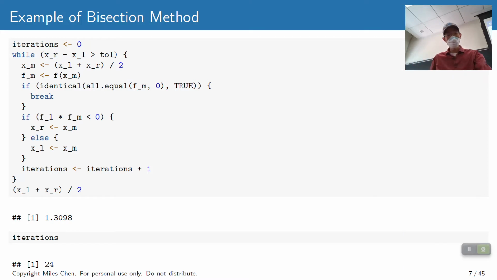I'm just running the code for this. I'm going to specify iterations equals 0 to see how many iterations it took. And we're going to run this as long as x on the right minus x on the left is greater than my tolerance. So as long as that difference is greater than 10 to the negative 8, we're going to keep running. We're going to first calculate our midpoint: x on the left plus x on the right divided by 2. And I'm going to calculate the function at the midpoint, f at m.